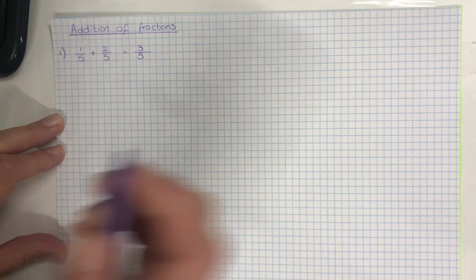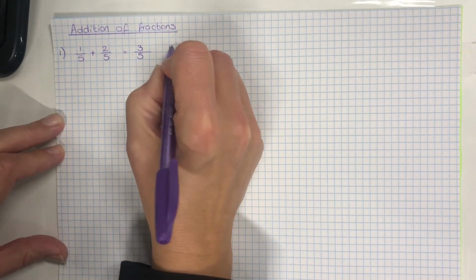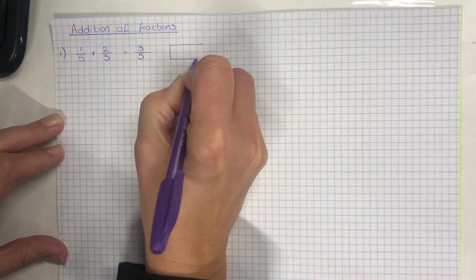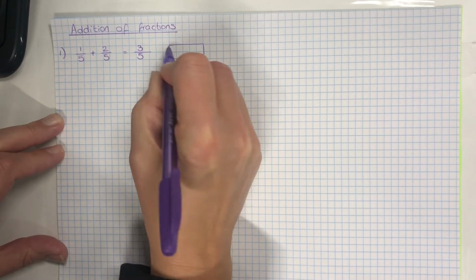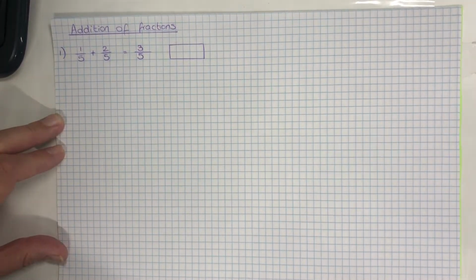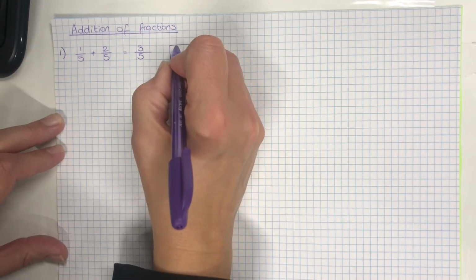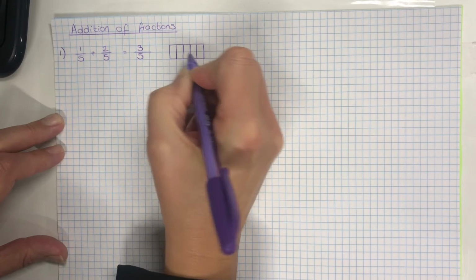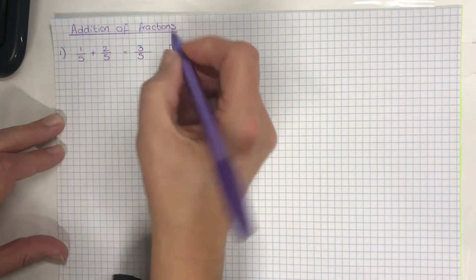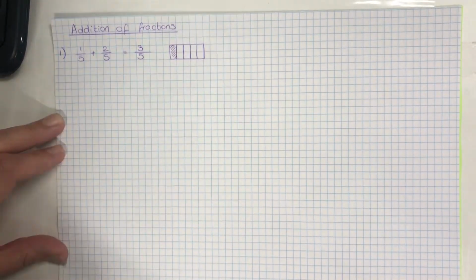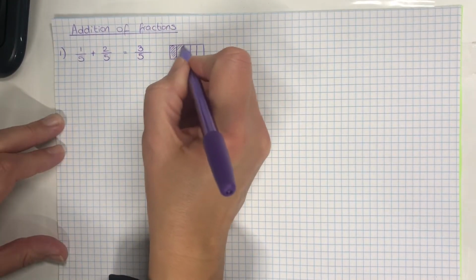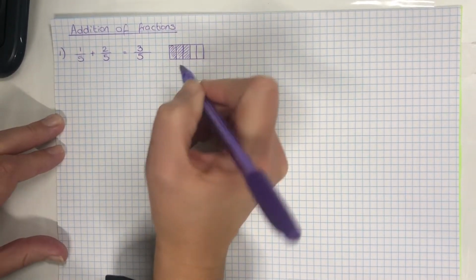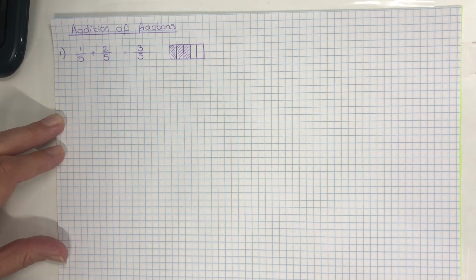Let's see what that would look like if we drew it. Okay. Here is my shape. I'm going to split it into fifths. 5/5 makes a whole. I start with 1/5. I add 2/5, and you can see visually that I now have 3/5. Okay, nice and straightforward.